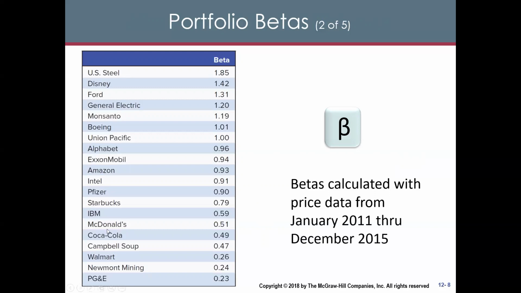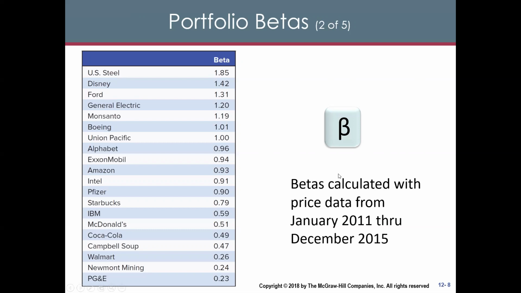And some companies are less sensitive. See here, the PG&E, if the market is up by 1%, this company will only be up by 0.23%. Similarly, if the market is down by 1%, it will only on average be down by 0.23%. So it's kind of stable, or it's less sensitive to the market change.